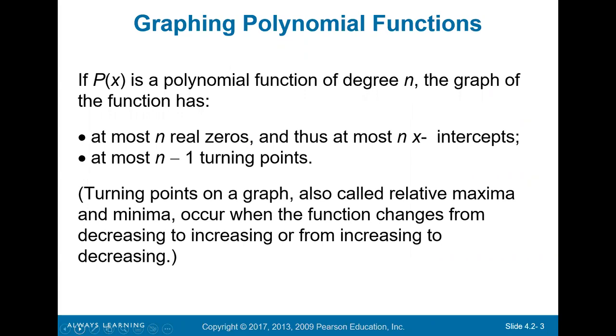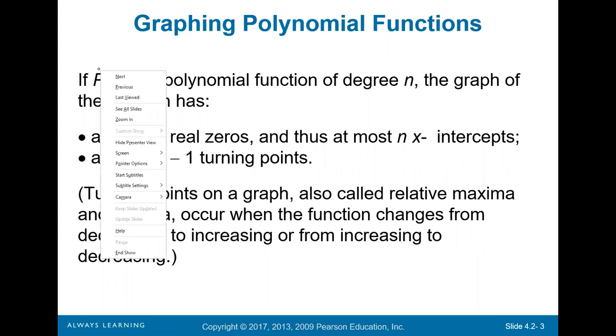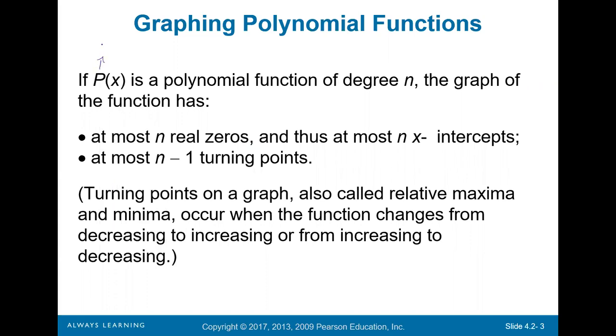It says if p of x is a polynomial function of degree n. So before we go any further, I just want to talk about p of x here. The p here is the name of the function. We're going to call it p, and it's in respect to x. So p of x is going to give us an outcome for y. Sometimes you see p of x, sometimes you're going to see f of x, h of x, g of x. I just wanted you to have an understanding of why they called it p here.